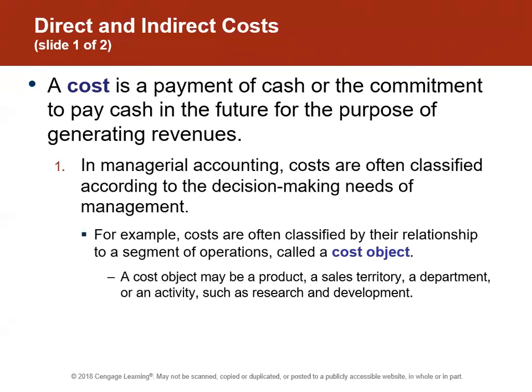We have what we call a cost object. If it's a product, the cost object is the product, and any costs associated with that would be product costs: materials, labor, that sort of thing. Or it could be associated with a department or an activity. Your cost object can be different. The cost object is just anything that's driving costs, that's incurring costs.